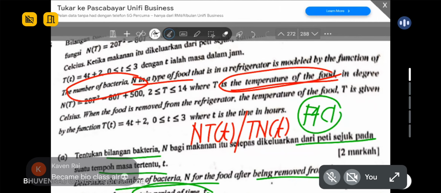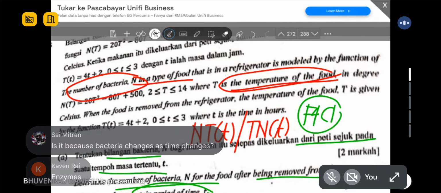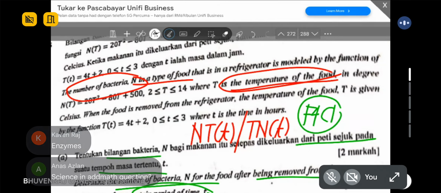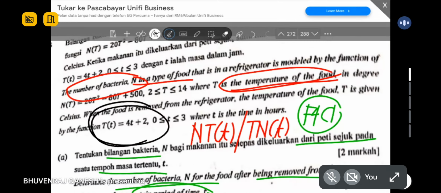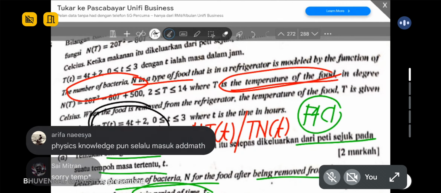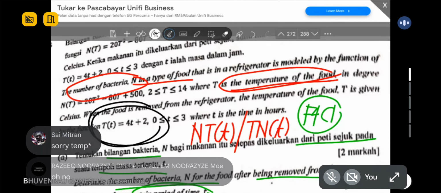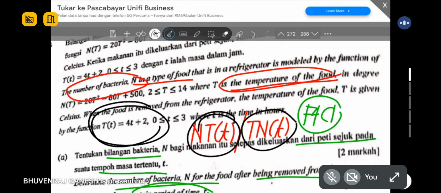That's why I say guys, this one is application. Aplikasi fungsi, faham tak? Temperature, not time. Time also, but also temperature. You can see over here guys. This is the function. So time affects temperature, temperature affects number. Faham tak? Okay, masa tu dia pengaruhi suhu, suhu tu dia pengaruhi bilangan bakteria. Ada dua hubungan guys kat sini. That's why dia fungsi gubahan. Faham tak? You have two functions, dua fungsi.